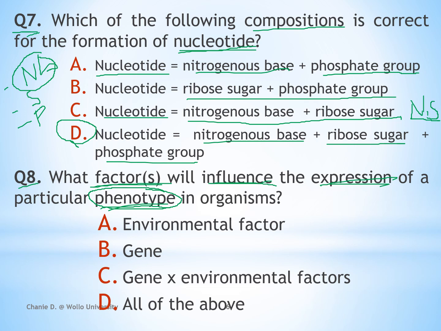So those are three important factors which determine or regulate the expression of the phenotype of the organism. So what factor will influence the expression of a particular phenotype in the organism? A, environmental factors. Yes, it is a factor. B, gene. It is a gene factor. C, gene by environmental interaction. It is a factor. D, all of the above are factors to regulate the phenotype of an organism. So D is the correct answer for question number 8.